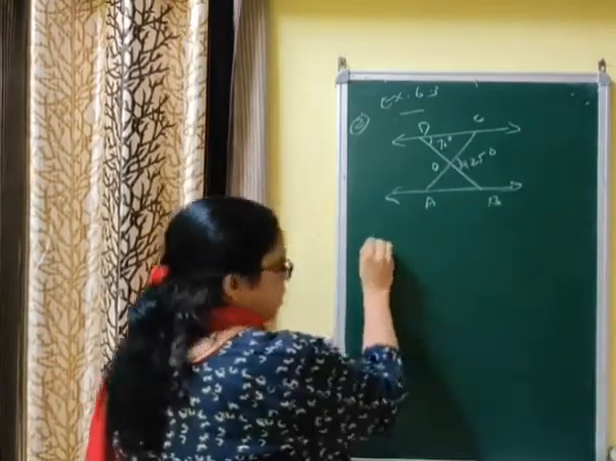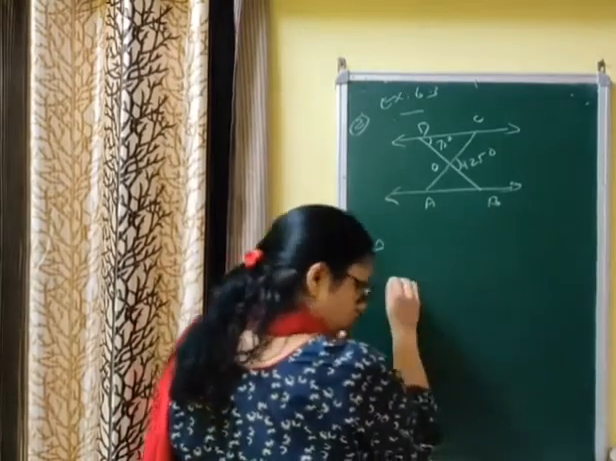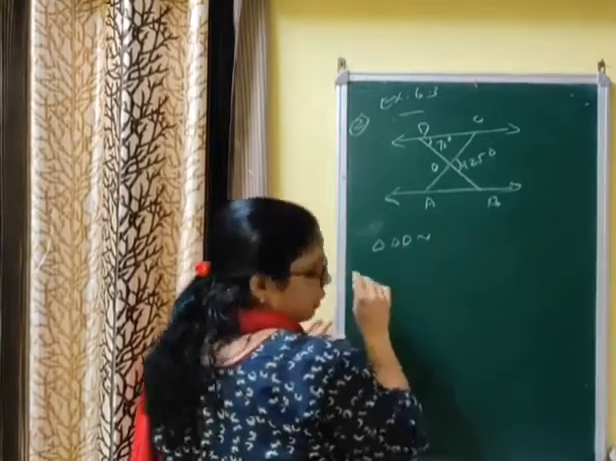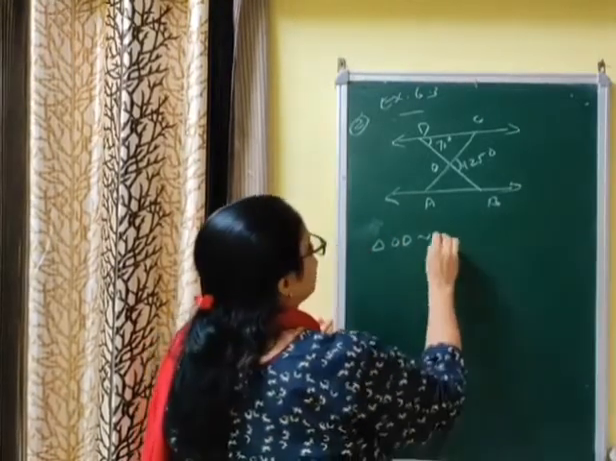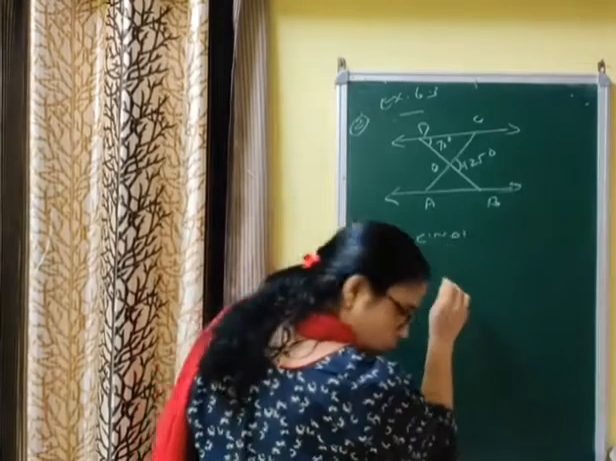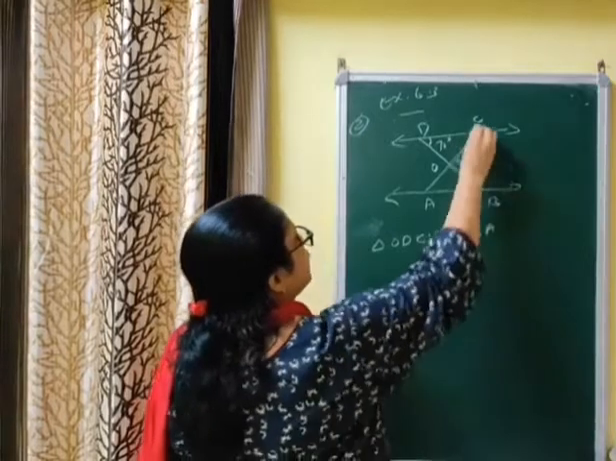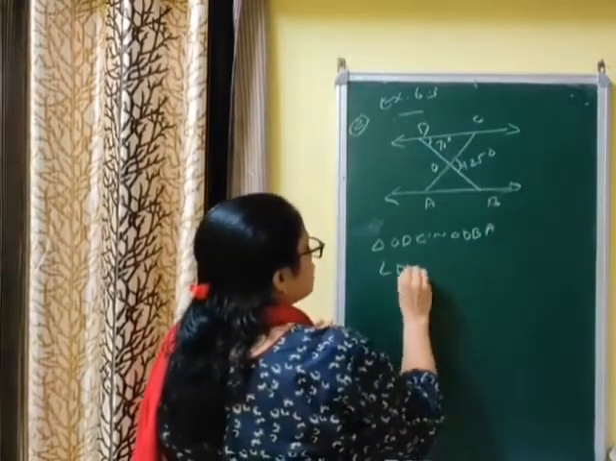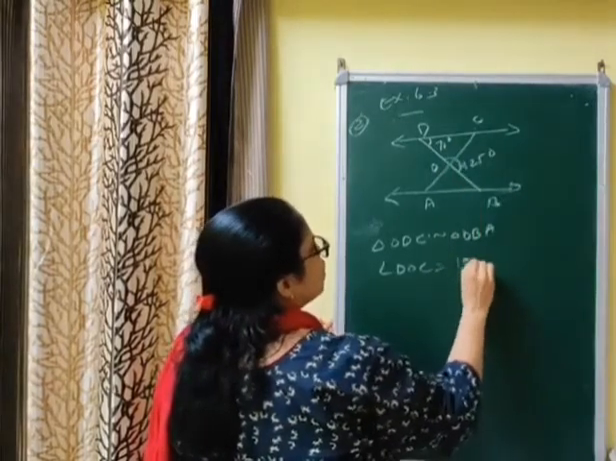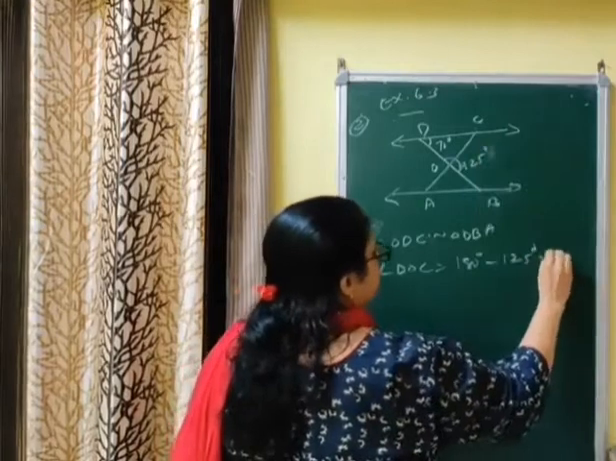And angle O is given as 125 and this is given as 70. And triangle, what you are given? Triangle ODC is similar to triangle OBA. ये आपको दे रखा है. अब you can find DOC, and this is forming a linear pair. Therefore DOC equal to 180 minus 125, that is 55 degree.